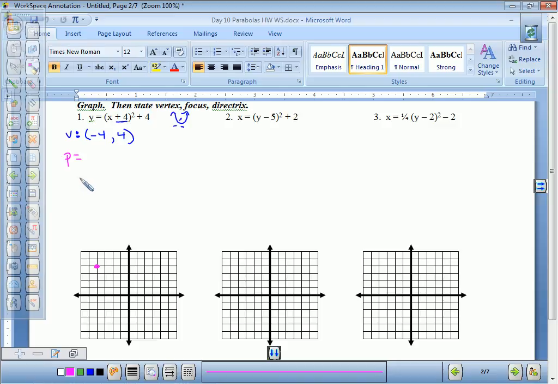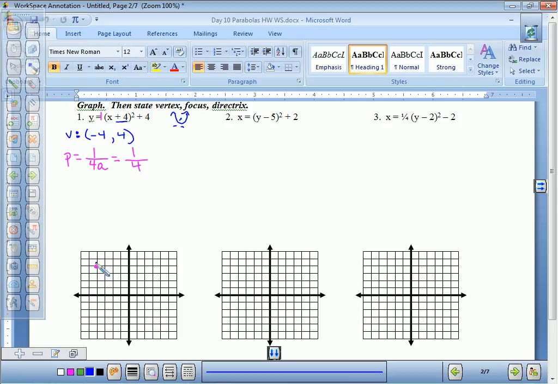Now P, we talked about yesterday in class, and those of you that watched the video heard that P is the distance from the vertex to the focus and the vertex to the directrix. And the way we find P, it's 1/4a. So in this case, it's 1/4 times 1, because a is an understood 1, so it's 1/4. P is 1/4.